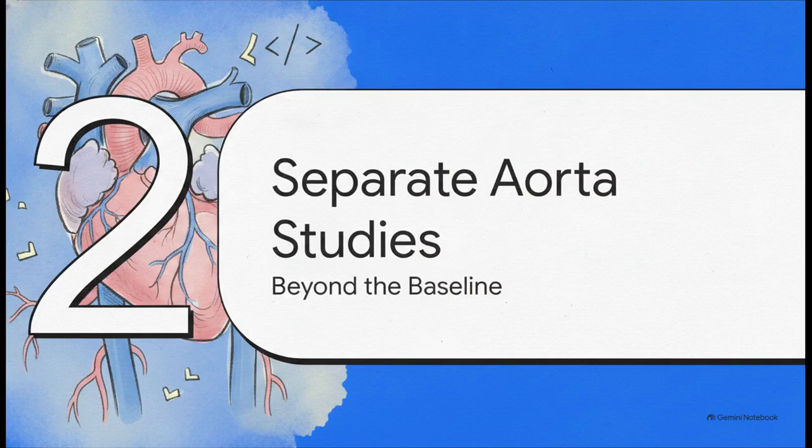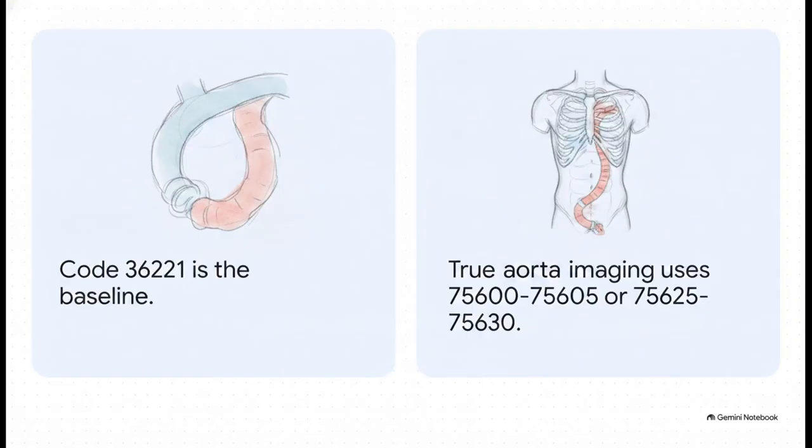All right, moving right along to our second area, coding separate aorta studies. This is where we figure out exactly when we can actually bill beyond that baseline. Let's compare that baseline to the actual anatomy. Like we said, code 36221 is your arch baseline, but, and this is a big but, it does not replace true imaging of the aorta itself.